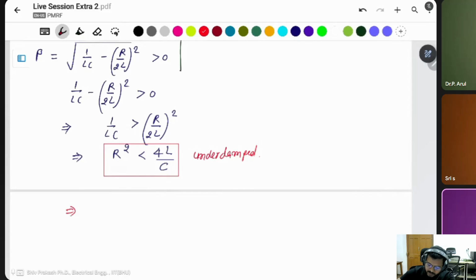Why am I saying that? Because you know about zeta. Zeta is the damping factor. You know this one, the damping factor, which decides whether the system is overdamped or underdamped. This will be R by 2 root of C by L. How can you find it here? This will be R square by 4 less than 4L by C.